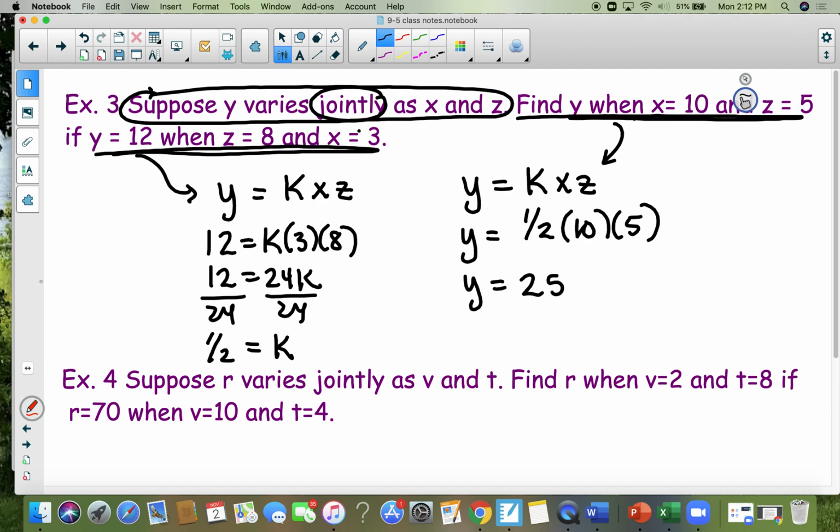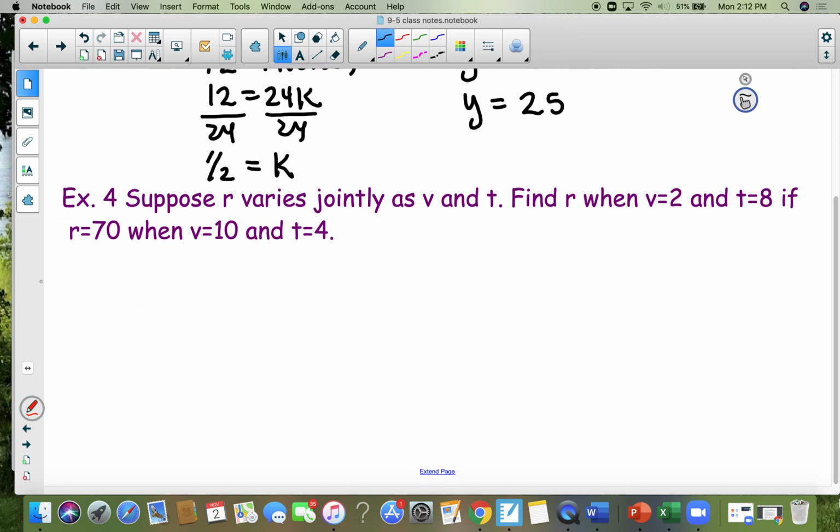I think you're getting pretty good. Let's keep going. Let's do a couple more. Suppose r varies jointly as v and t. R varies, you'll always have the letter k in the problem. Varies jointly means to multiply.